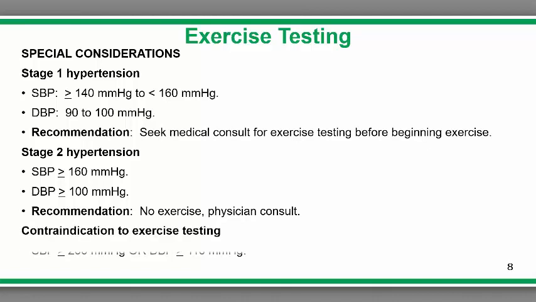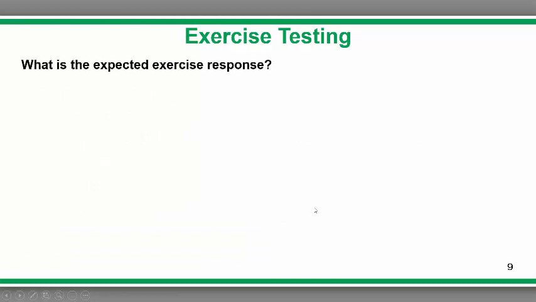And the absolute contraindication to exercise testing occurs if the systolic blood pressure climbs above 200 or diastolic blood pressure climbs above 110. And so even with physician supervision, this is considered to be an absolute contraindication to exercise testing. Now, individuals in stage 2 hypertension may undergo exercise testing, but that would occur after a physician consult.